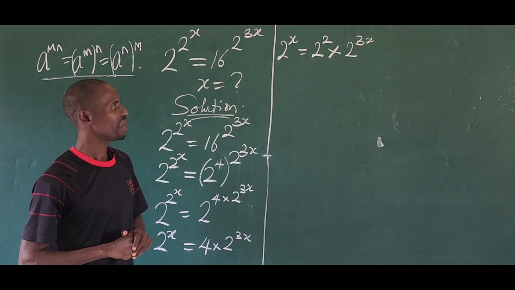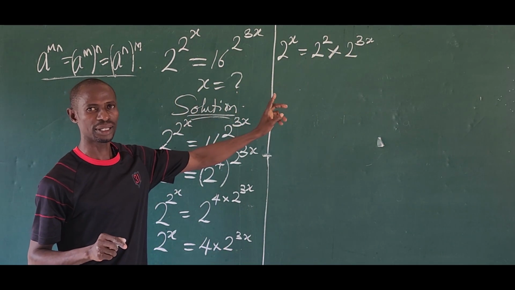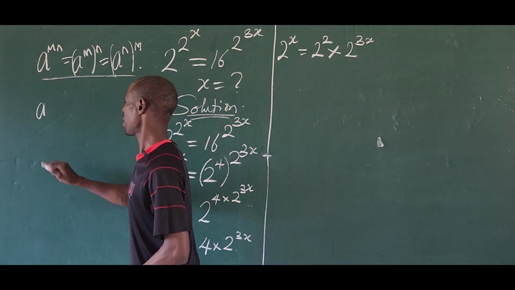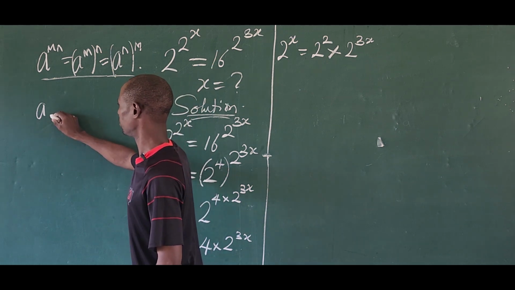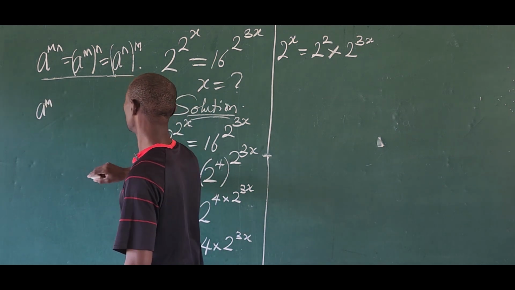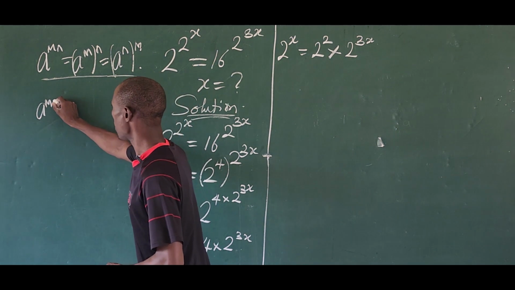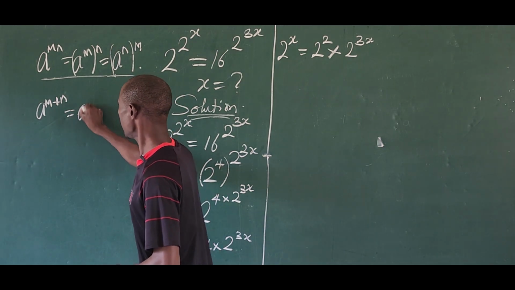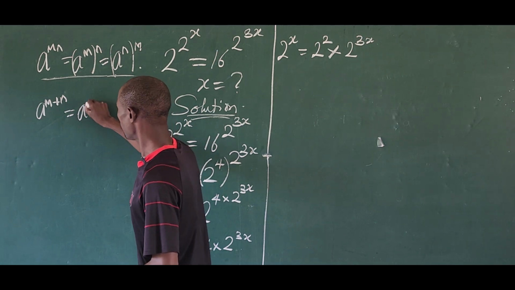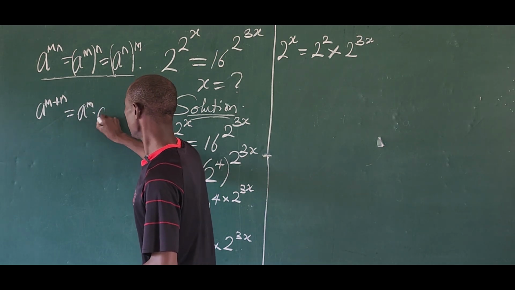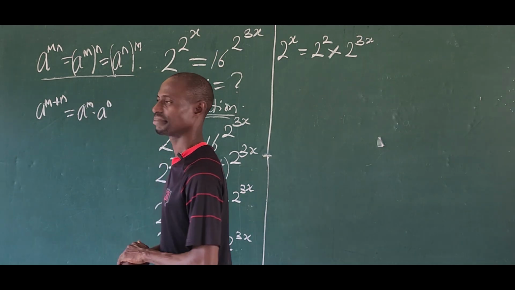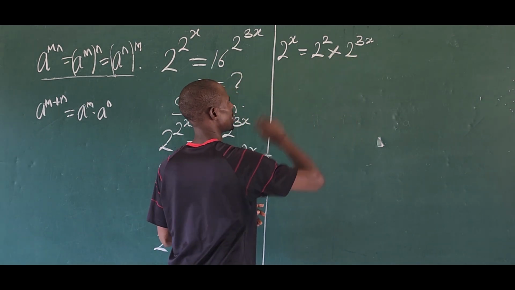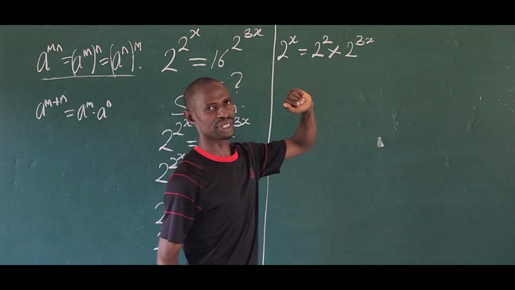Easy. Now we use another law of indices, which says that if you have a raised to the power of m plus n, this is equal to a to the power of m times a to the power of n. This is what it means. So what does it mean? Since the bases are the same, we can add the exponents here.